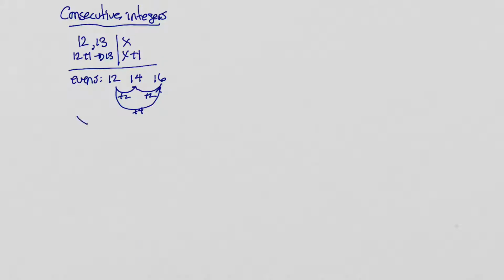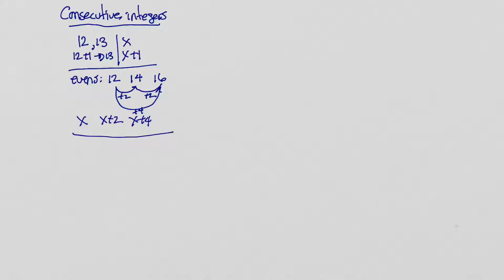So here's what we can do. If x is the first one, the next one is going to be what? 2 more, right? If this is 12, you have to go up 2 to get to 14. So the next one would be x plus 2. And then the next one would be 2 more than this, so it would be x plus 2 plus 2, which is x plus 4. And so it would be this one and 4 more.